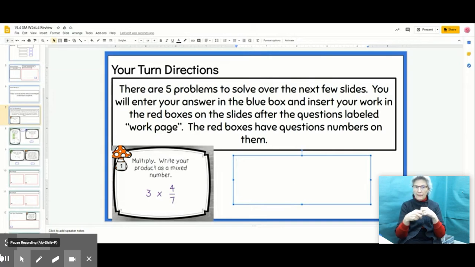It says there are 5 problems to solve over the next few slides, 5 problems including this one. You will enter your answer in the blue box and insert your work in the red boxes on the slides after the questions labeled work page. The red boxes have question numbers on them. So I'm just going to show you what that is.